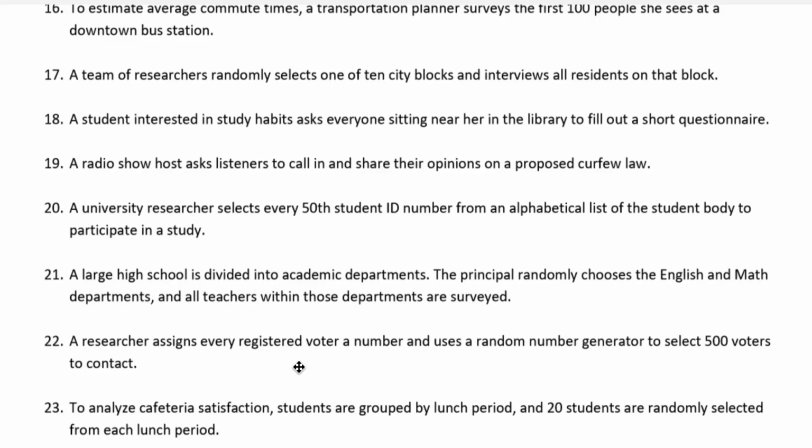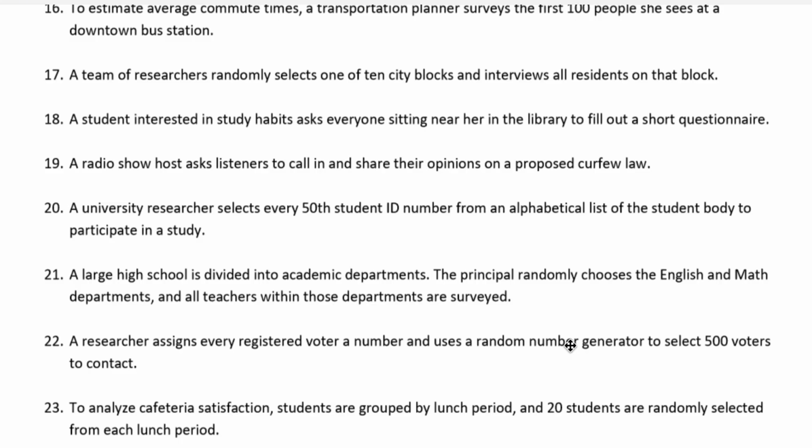22. A researcher assigns every registered voter a number and uses a random number generator to select 500 voters to contact. This will be a simple random sample, SRS, because it's a random number generator. So you probably get the hint right now. If the question gives you a random number generator, it's a big hint for you to think about SRS.